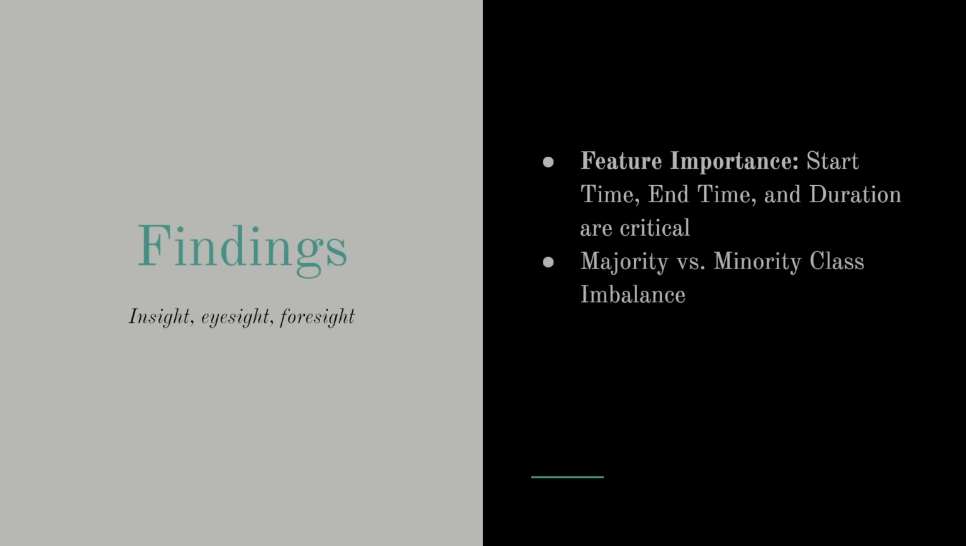We found out that the feature importance were start time, end time, and duration. But we also found out that the majority and minority classes had an imbalance, and the reason is that we introduced the biases that we talked about earlier. Like I talked about, it can detect if a group is not the cause, but it is very bad at predicting if the group is the cause.